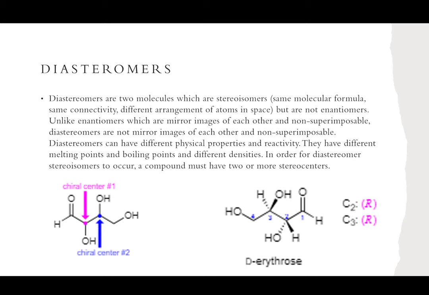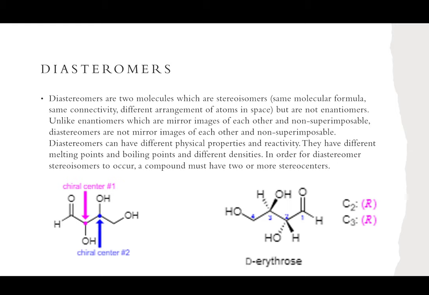Diastereomers are different, right? So diastereomers are two molecules which are stereoisomers. That means that they have the same molecular formula and same connectivity, but they have a different arrangement of atoms in space. And that's why it's stereo. Stereo speaks to space. So they're isomers of space, stereoisomers, right? But in this case, diastereomers are not enantiomers.